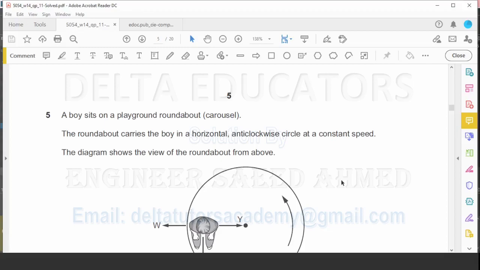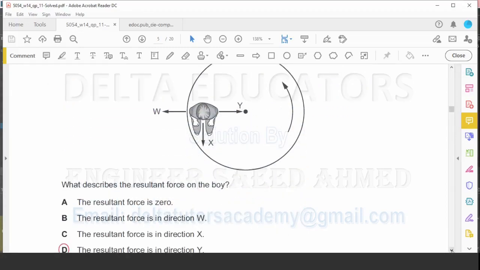Question number 5. A boy sits on a playground roundabout. The roundabout carries the boy in a horizontal anti-clockwise circle at a constant speed. The diagram shows the view of the roundabout from above. What describes the resultant force on the boy?